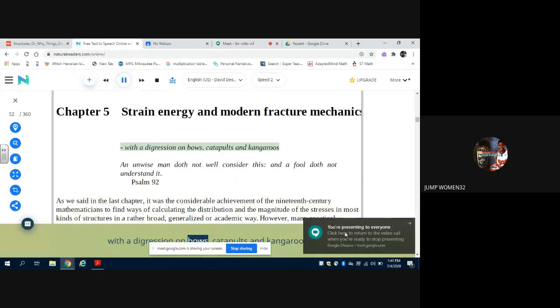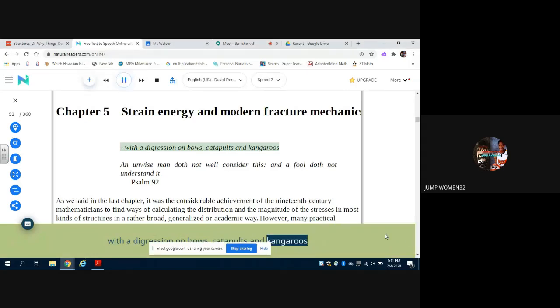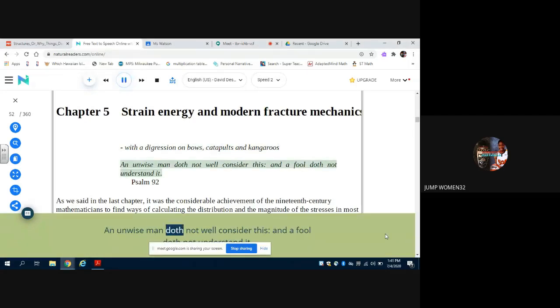With a digression on bows, catapults, and kangaroos. An unwise man doth not well consider this, and a fool doth not understand it. Psalm 92.